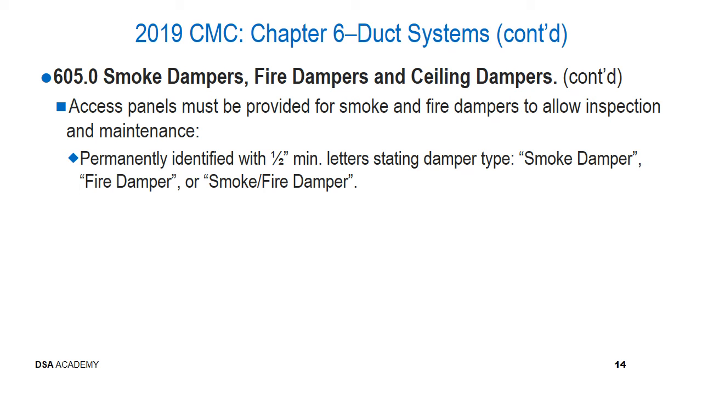Additionally, access panels are required to be provided for any smoke or fire damper to allow for inspection and maintenance of the components inside. A permanently identified sign is required with 1/2 inch minimum high letters stating the damper type, whether it's a smoke damper, a fire damper, or a smoke/fire damper.